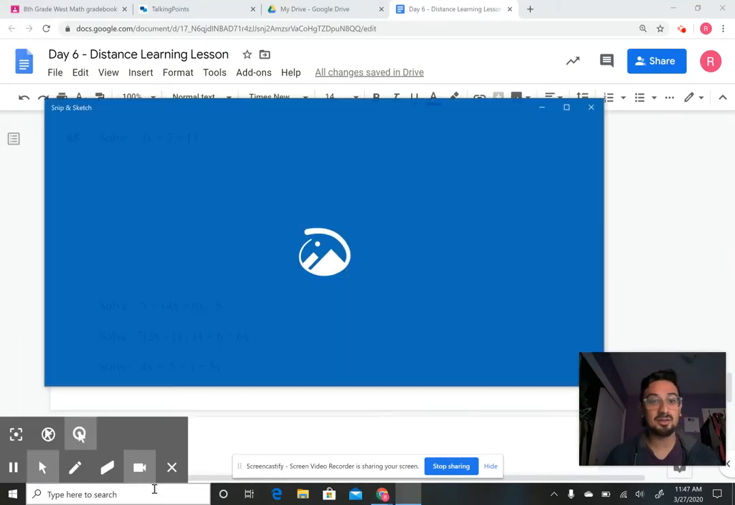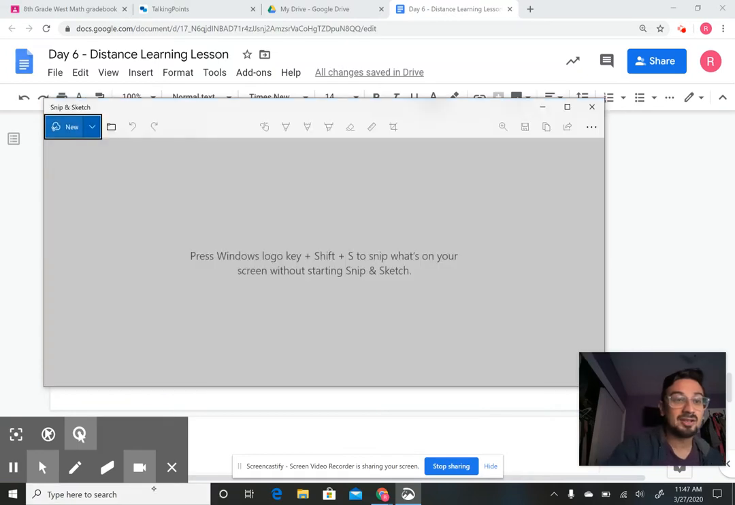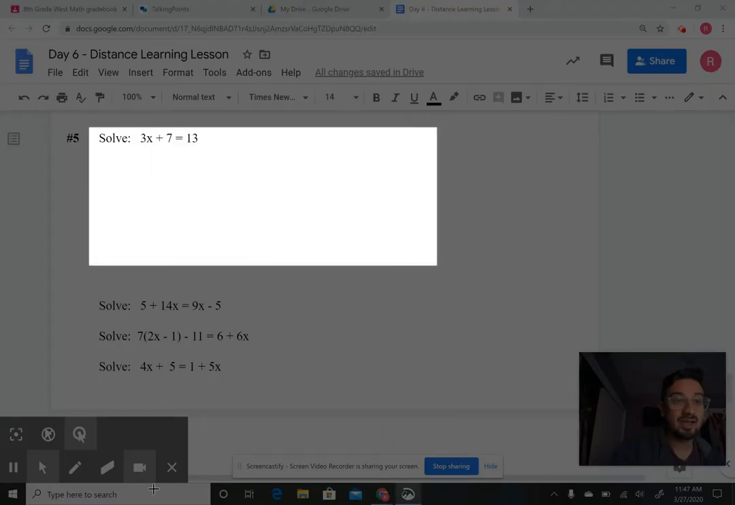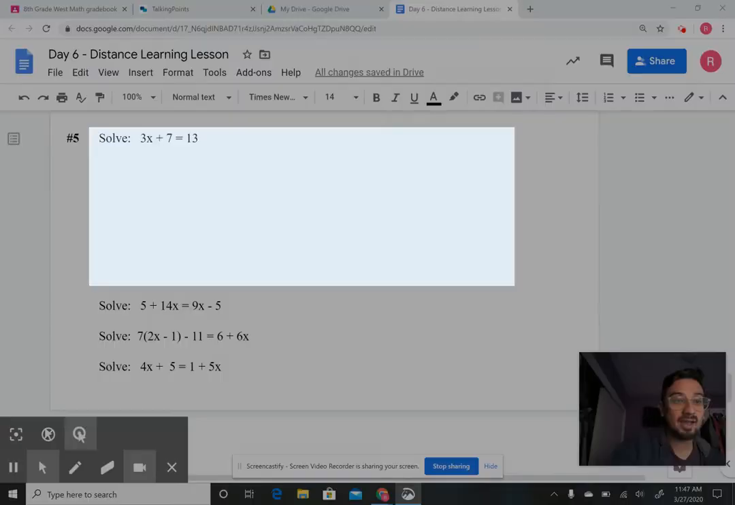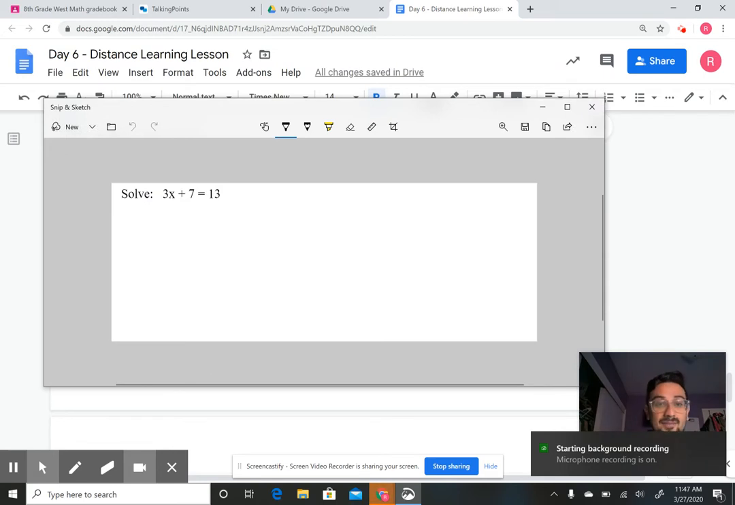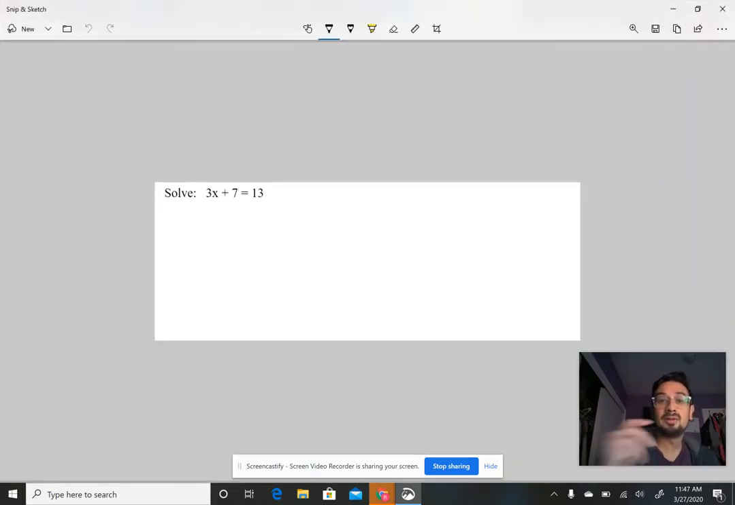Here's my answers for number 5. So you can check your answers and see how you're doing with those problems. For a two-step equation, we want to solve for x, right? Because you want to get this by itself over here.